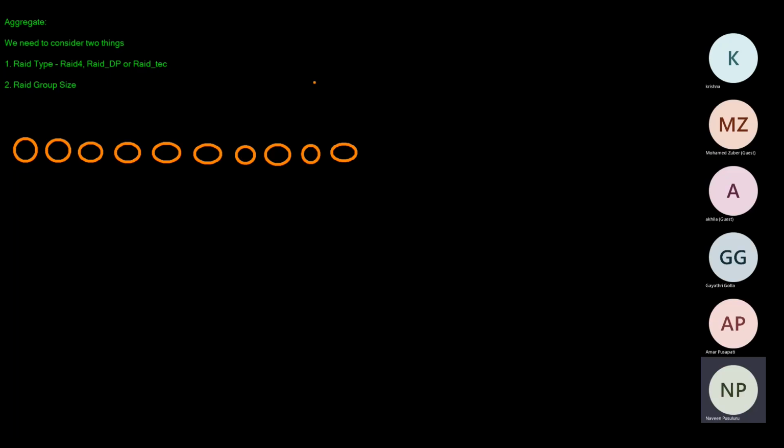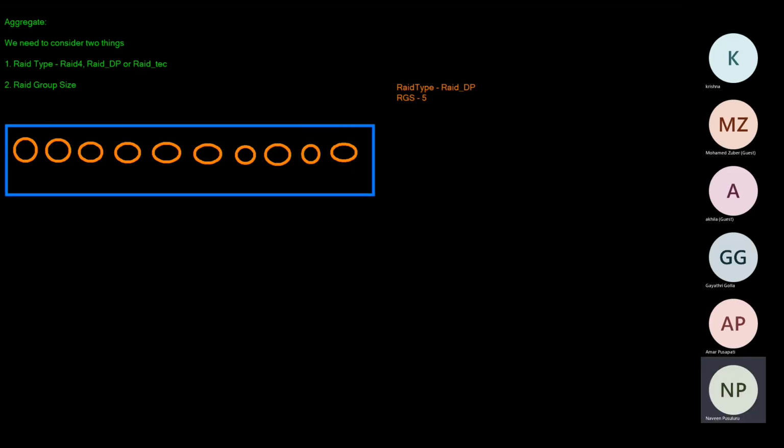Okay, 10 disks. Now what I want to do is create an aggregate with these 10 disks. Here I've selected my write type as write DP, and write group size as RGS. I'm just keeping it in shortcut RG or RGS. Okay, write group size as 5. Then it will create an aggregate.